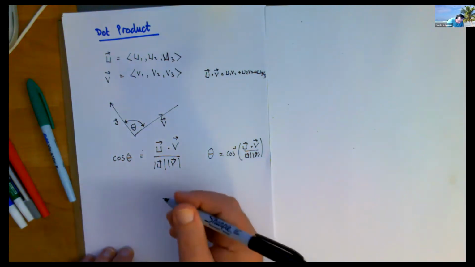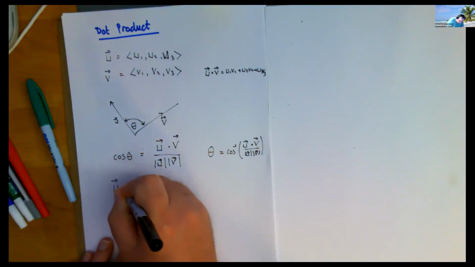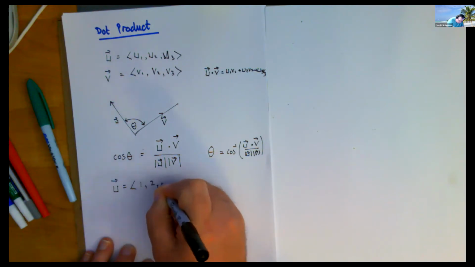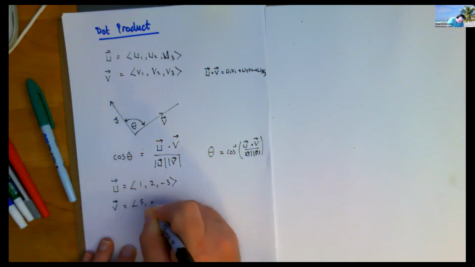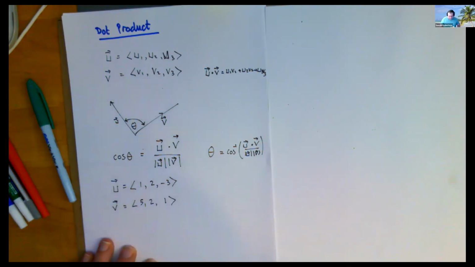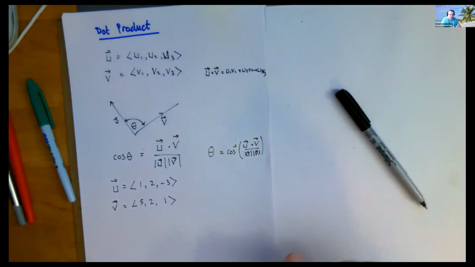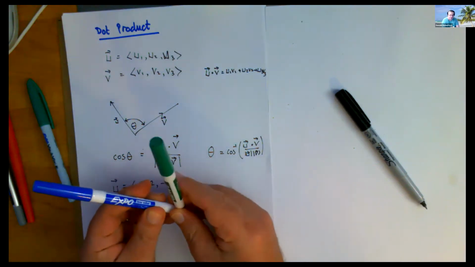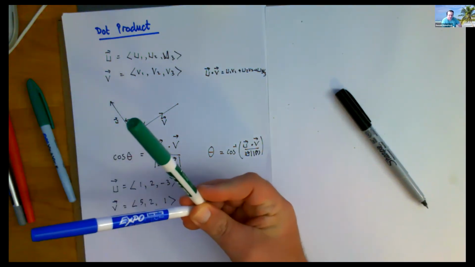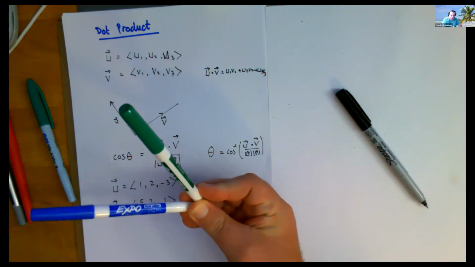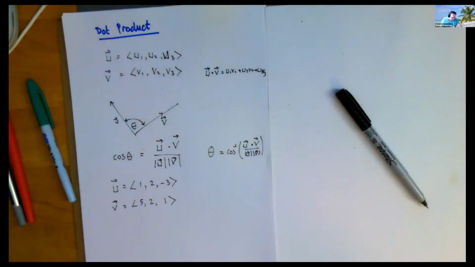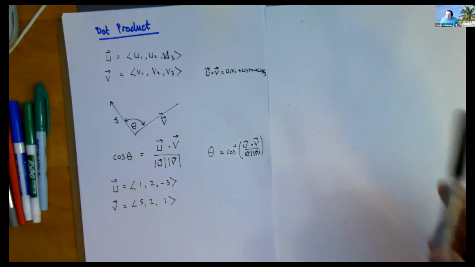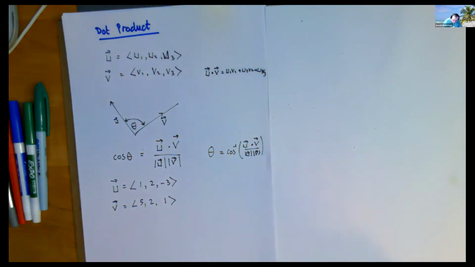So let's do an example. Suppose I have a vector u which is 1, 2, -3, and a vector v which is 5, 2, 1. The question is simply, what is the angle between these 2 vectors? Imagine these 2 vectors are in 3 dimensions, sticking out of the wall like this. If you orientate it, you might be able to see the angle you're trying to find here. It's going to be something between 0 and 180. Let's find out what we get this time.